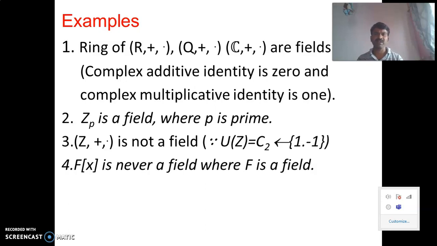Examples of fields are the set of real numbers, the set of rational numbers, and the set of complex numbers. In the complex numbers, the additive identity is 0 and the multiplicative identity is 1.